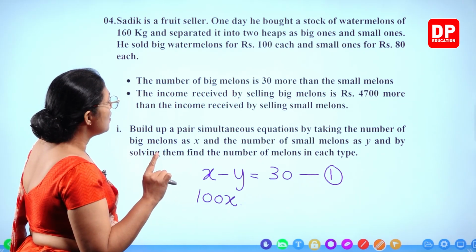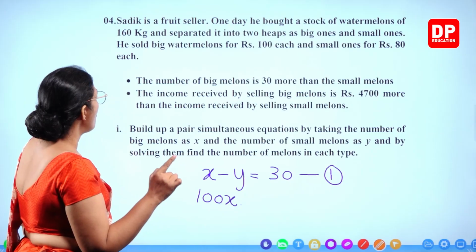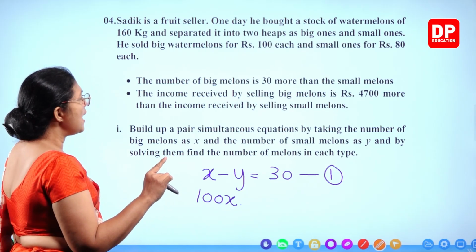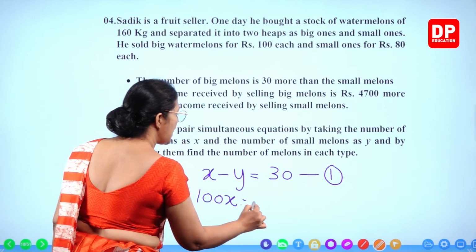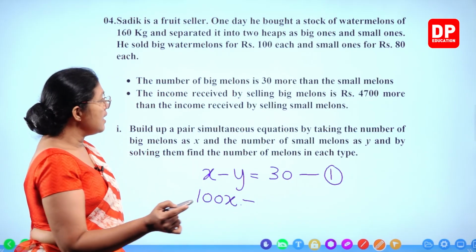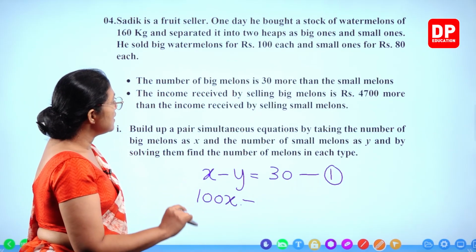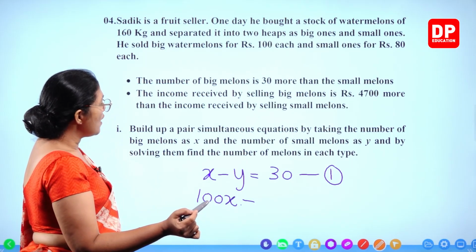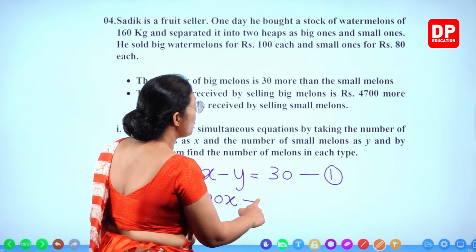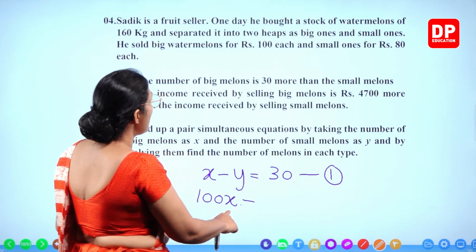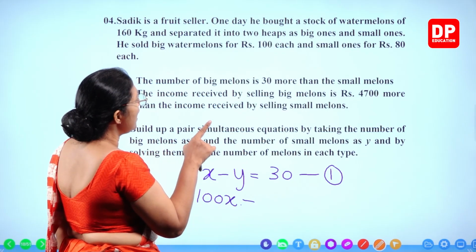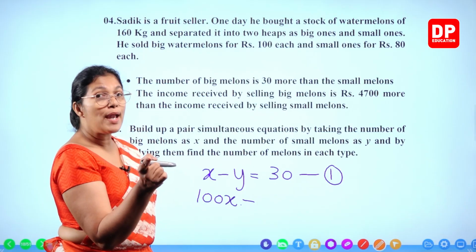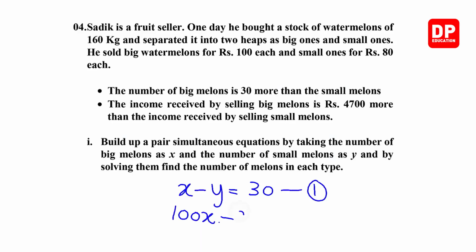It says it's 4,700 more than the income received by selling small ones. So when you take the difference between the income received by selling big ones and small ones, that's 4,700. What is the selling price for the smaller ones? 80 rupees each, and there are y melons, 80y. So when you subtract, that is 4,700. So that's your second equation.